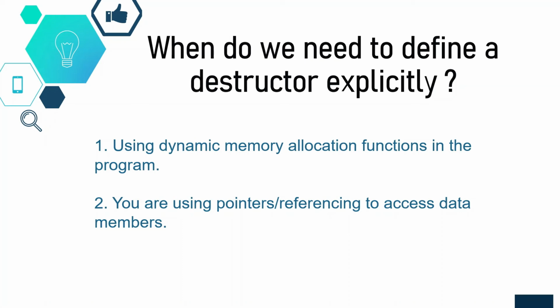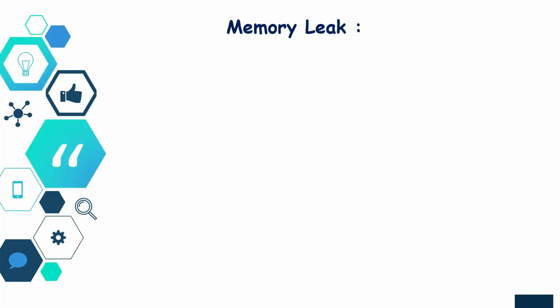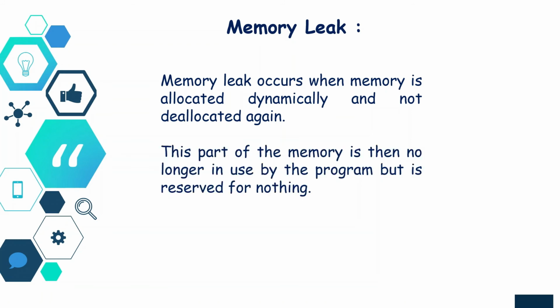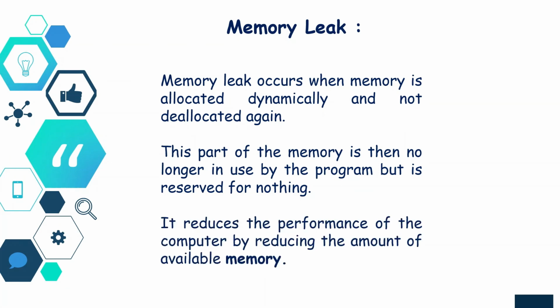But what actually happens? If you are doing dynamic programming, you need to allocate some memory for something. And later on, it is the job of the programmer to deallocate that specific memory. If that is not deallocated, it may lead to memory leak. Now, what is memory leak? Memory leak occurs when the memory is allocated dynamically and not deallocated again. This part of the memory cannot be used by the program as it is not deallocated earlier and is reserved for nothing. It will result in reducing the performance of the computer by reducing the amount of the available memory for use.